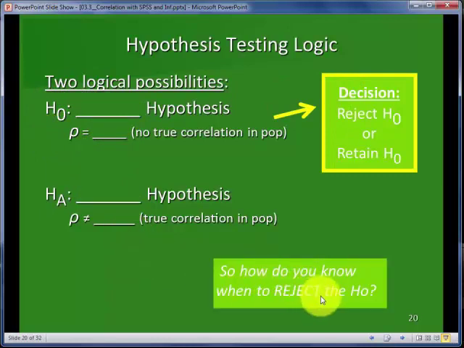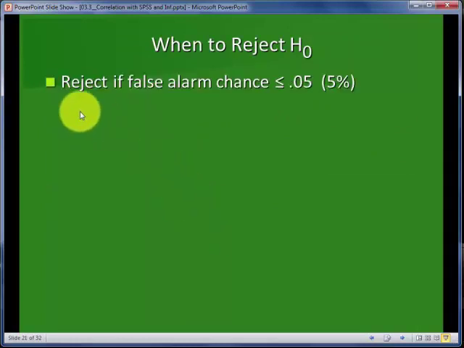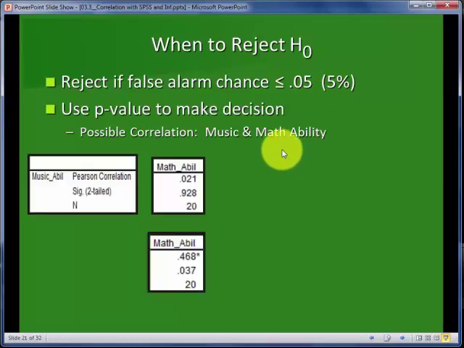So how do you know when you reject the null? Well, I'll tell you. You've already been doing this. You reject if the chance of a false alarm is less than 0.05, if it's less than 5%. So we use the p-value in the correlation matrix to make that decision. If you're looking at a possible correlation between music and math ability, let's say it turns out like this, where R is equal to 0.021, P is equal to 0.928, and there's 20 people.